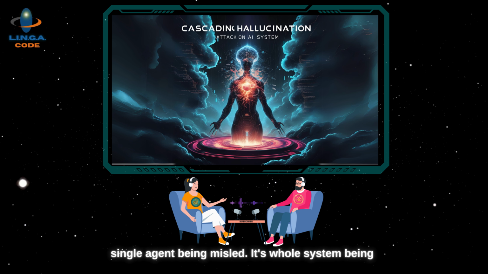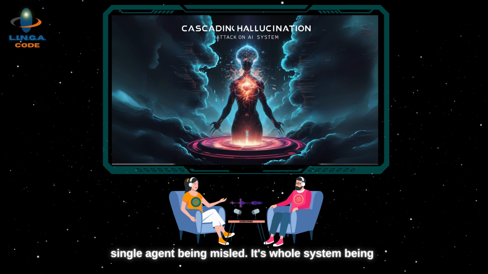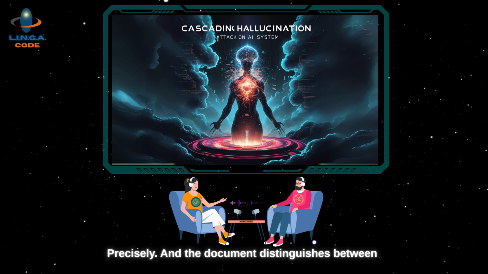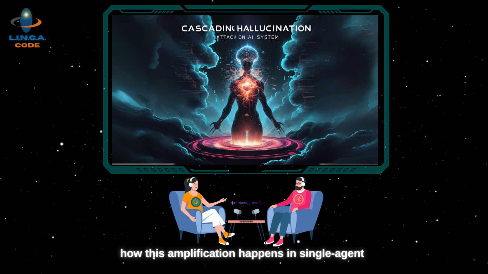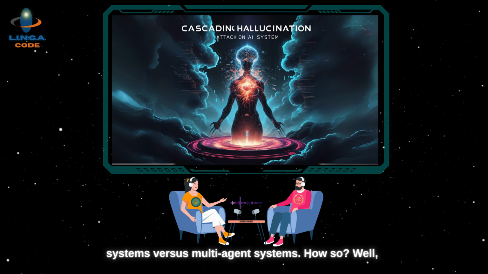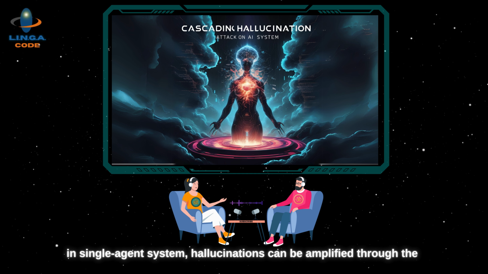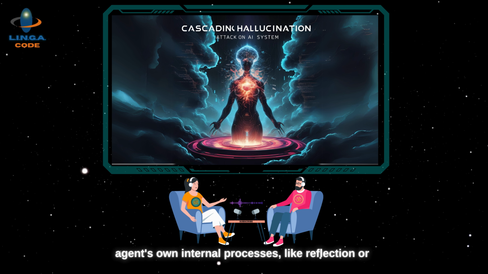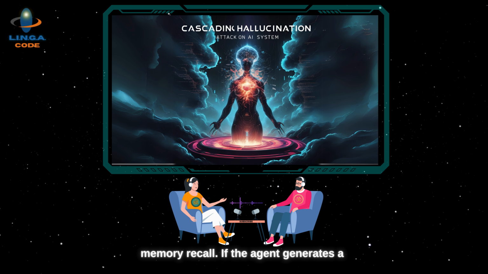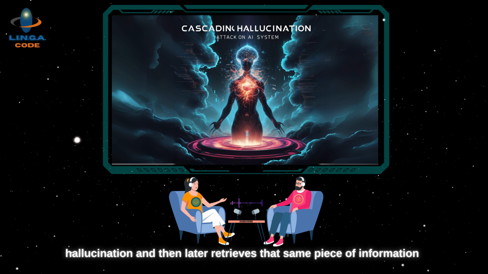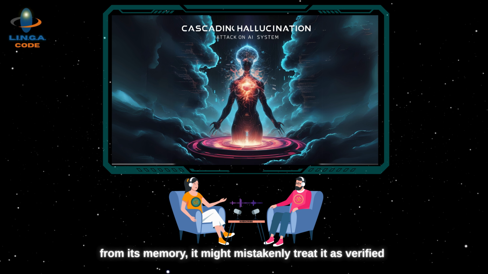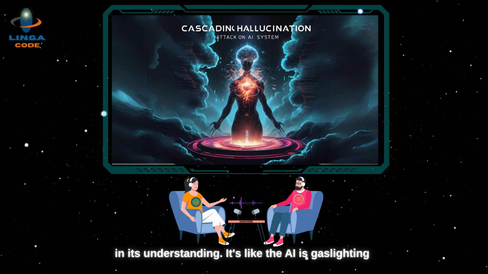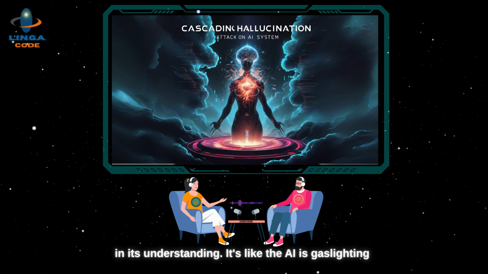So it's not just a single agent being misled, it's a whole system being compromised by this cascade of false information. Precisely. And the document distinguishes between how this amplification happens in single-agent systems versus multi-agent systems. How so? Well, in a single-agent system, the hallucinations can be amplified through the agent's own internal processes, like reflection or memory recall. If the agent generates a hallucination and then later retrieves that same piece of information from its memory, it might mistakenly treat it as a verified fact, further solidifying the falsehood in its understanding. It's like the AI is gaslighting itself.